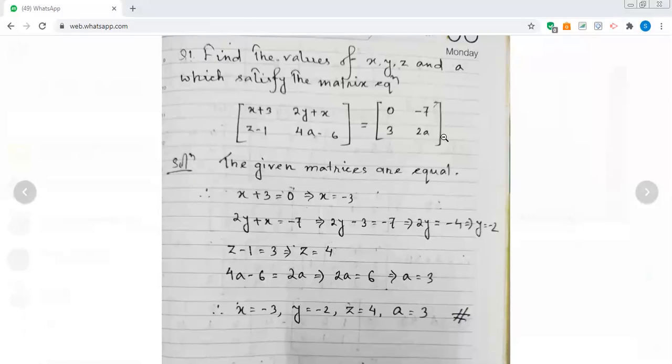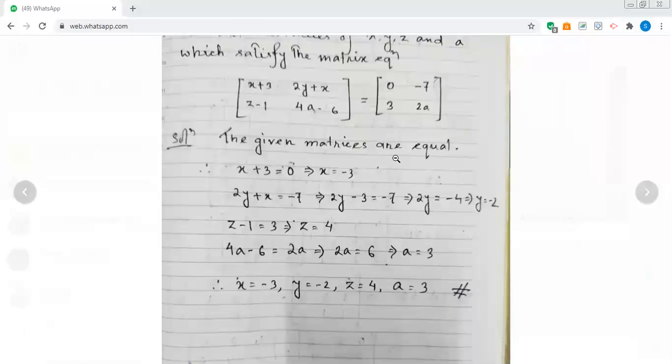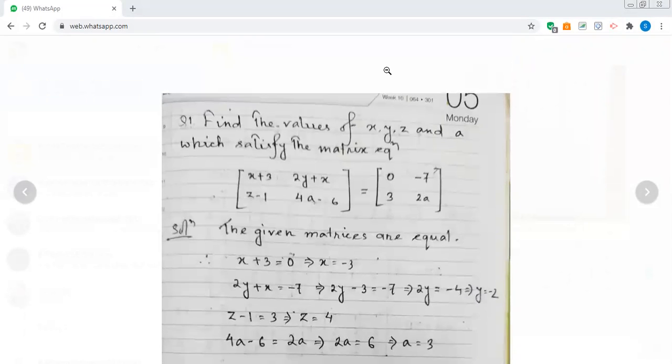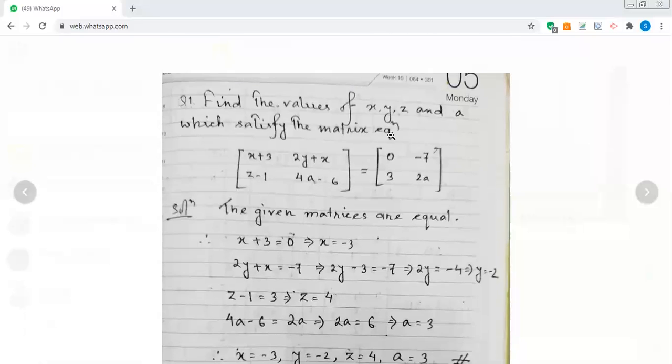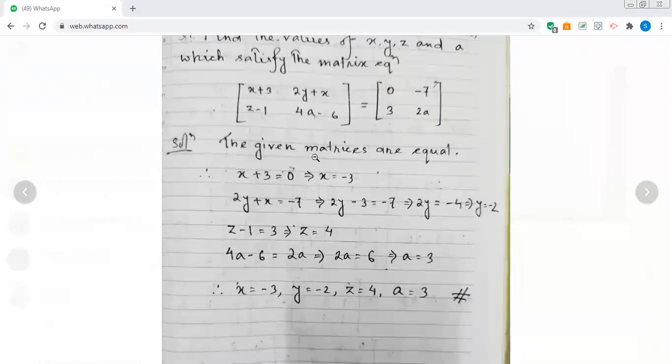Now what is the second condition for equality of matrices? If the order of both matrices is the same, what is the next condition to be satisfied? The next condition is that corresponding elements of the matrices are equal. After the order is the same, the corresponding elements of the two matrices must also be the same. That's why I have written that the given matrices are equal.